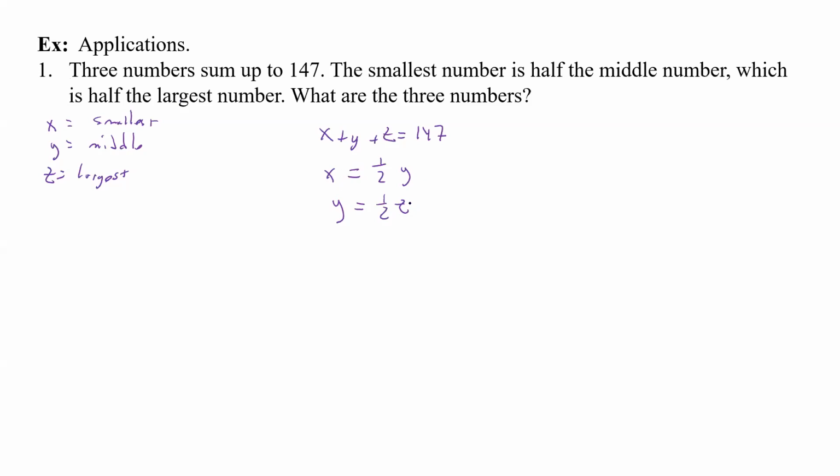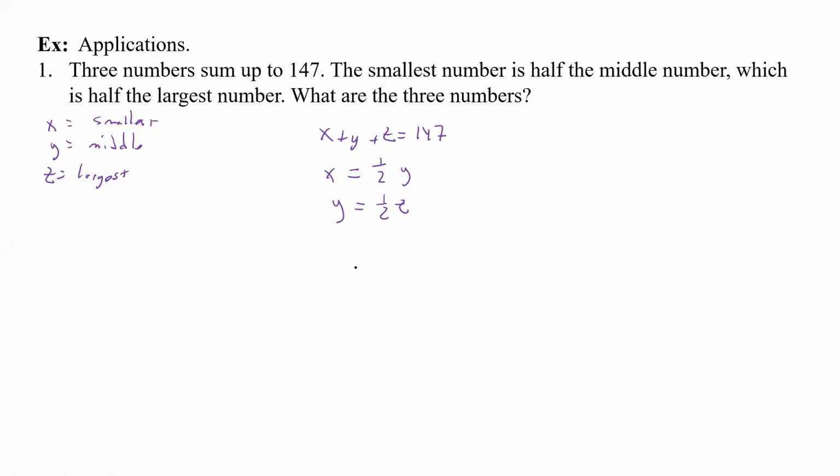And so depending on how we want to work it, we can work our way backwards and get all these different values in terms of the other one. And so smallest number is half the middle number, which is half the largest number. Okay.